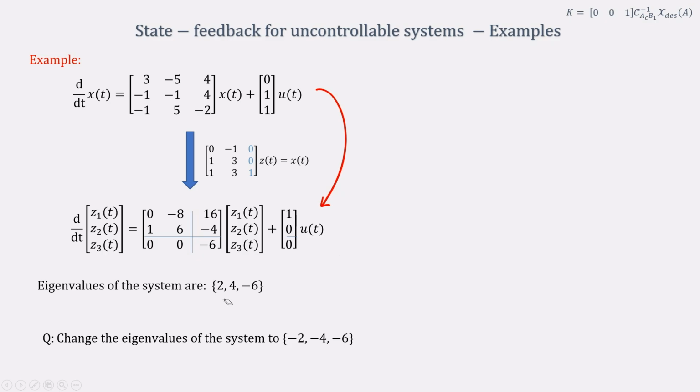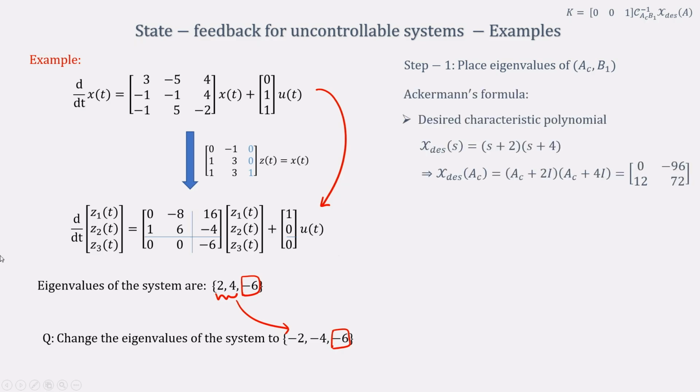And I want to change the eigenvalues of this system to minus 2, minus 4, minus 6. This is doable because minus 6 is an uncontrollable eigenvalue, which I cannot change anyway. 2 and 4 I can change to minus 2 and minus 4, and that is what I am going to do. Again, I will use the same ideas that I showed you just now. So, what is the desired characteristic polynomial here? I am just concentrating on the smaller system, A_C and B1. For this smaller system, the desired characteristic polynomial is S plus 2 into S plus 4.